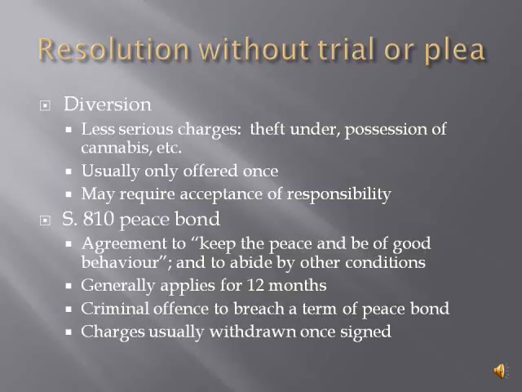Secondly, there might be an option to sign a Section 810 peace bond, or possibly also a common law peace bond. And this is an agreement to keep the peace and be of good behavior and to abide by other conditions. A common one is to stay away from a certain person without their consent, which would be written and revocable orally. Peace bonds generally apply for 12 months. It is a criminal offense to breach the terms of a peace bond, which would bring somebody back before the courts. And once the peace bond is signed, the Crown will usually withdraw the charges. A peace bond is, however, a court order, and while it's not a criminal record, there is a record of the peace bond, so if somebody's going to sign that and they're concerned about that record, it's something that they probably want to speak with a lawyer about.